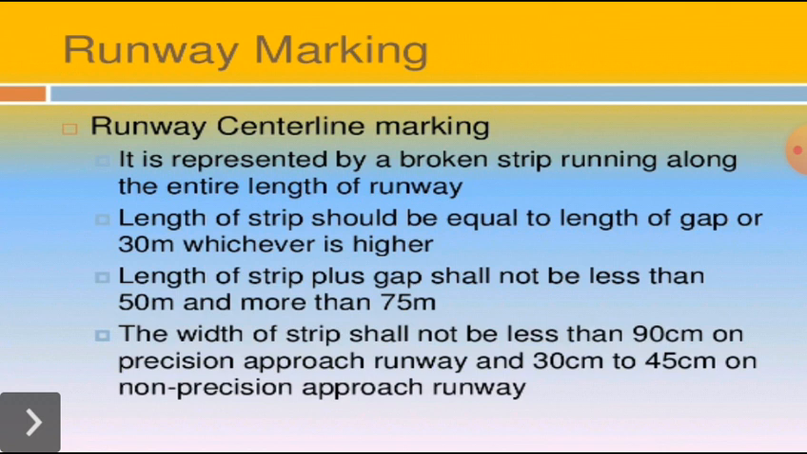First, runway centerline marking. It is represented by a broken strip running along the entire length of the runway. The length of the strip should be equal to the length of the gap or 30 meter, whichever is higher. The length of strip plus gap shall not be less than 50 meter and not more than 75 meter. The width of the strip shall not be less than 90 centimeter on a precision approach runway and 30 to 45 centimeter on a non-precision approach runway.